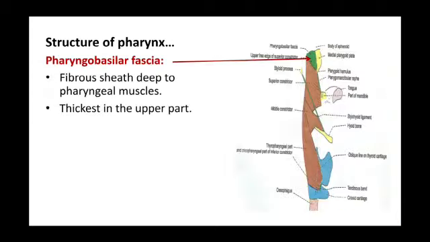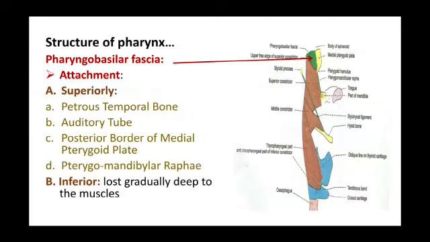The pharyngobasilar fascia, this is a thick fibrous sheath deep to the pharyngeal muscles. It is thicker in the upper part. So coming to its attachments, superiorly it is attached to the petrous part of temporal bone, the auditory tube, posterior border of the medial pterygoid plate, pterygomandibular raphe. Inferiorly, it is lost deep to the muscles.